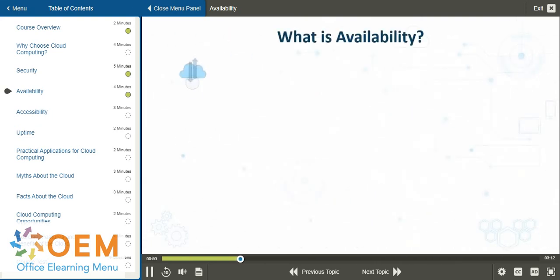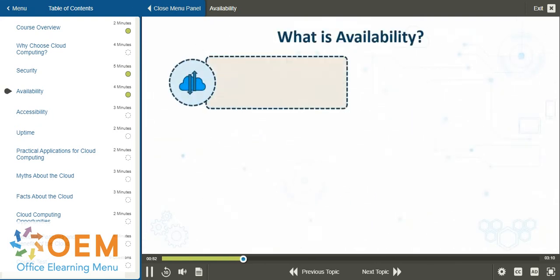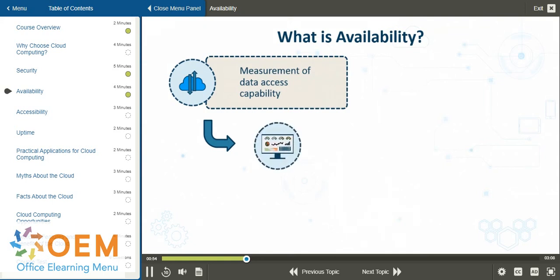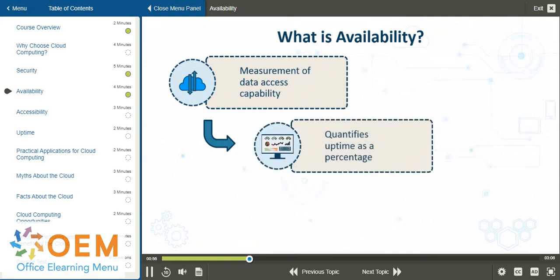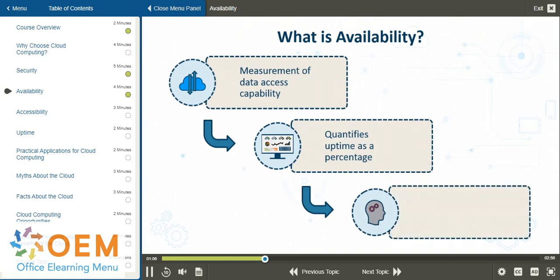So let's drill down into exactly what availability is. Basically, it's a measurement of data access capability. It quantifies, gives a number to uptime, the expected amount of time that a system can be expected to remain available, usually as a percentage. Availability is usually described in terms of nines because we want it to be as close to 100% uptime as possible, and anything less than 99% is unacceptable.